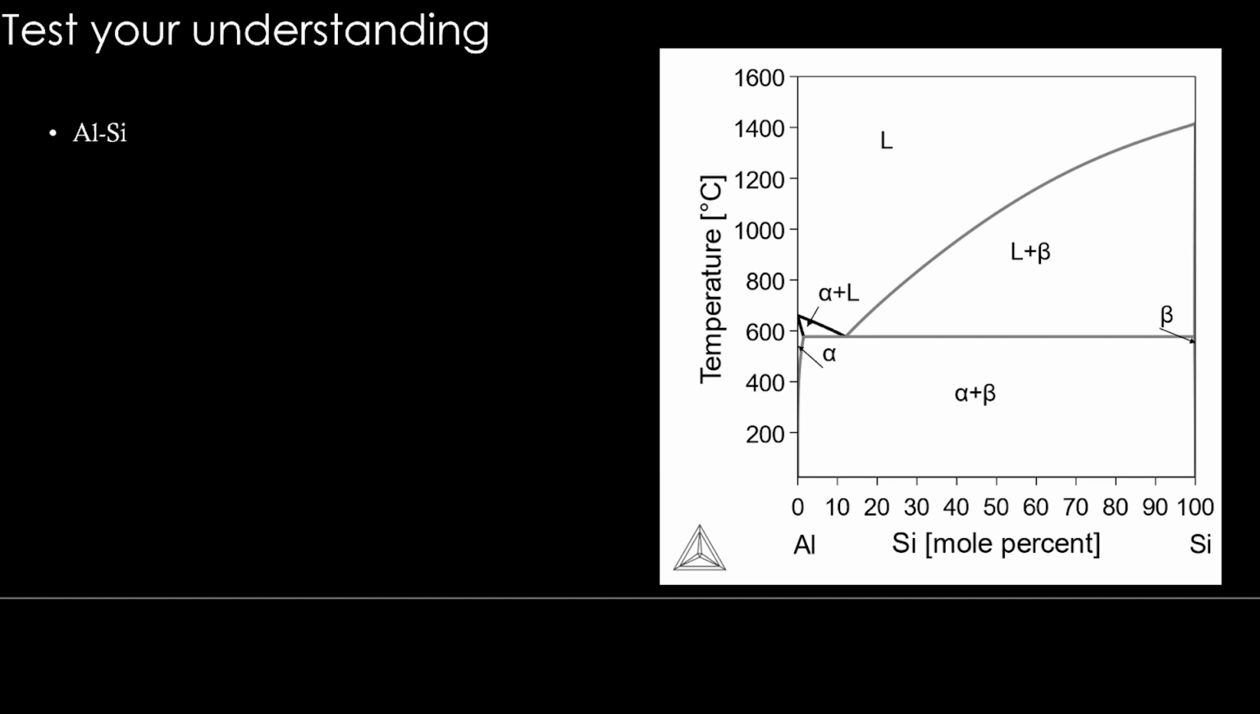Now you can test your understanding with this. This is the aluminum silicon phase diagram. So from 0 to 100% silicon is varying on the x-axis, and it's a very simple eutectic system. There is nothing much. There are only three phases: liquid, alpha and beta, and in between them two phase regions are there, and there is a eutectic reaction happening in this.